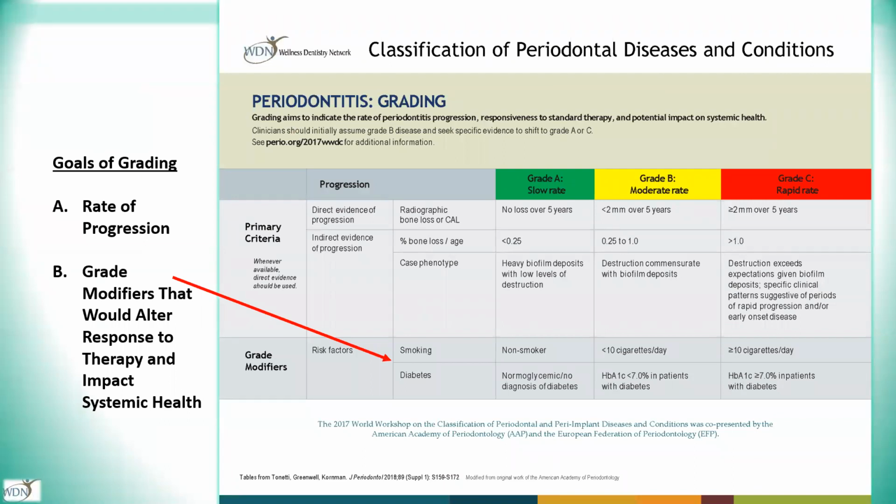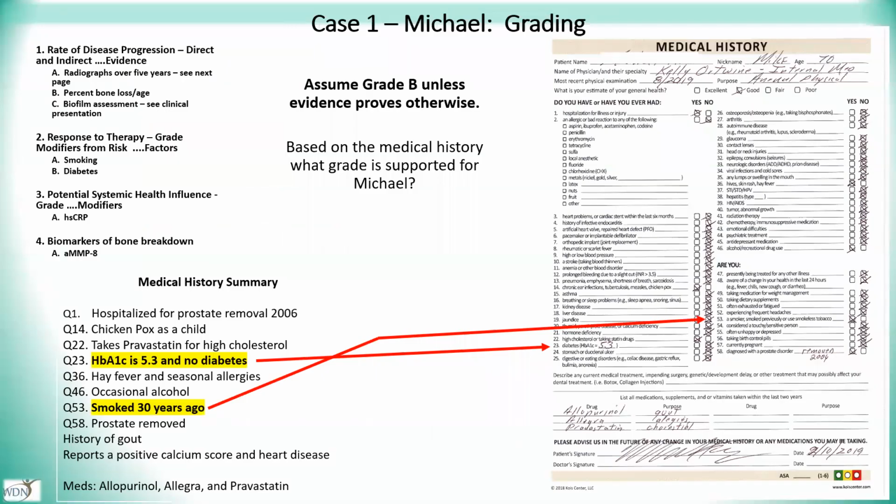So how about the other grade modifiers that would alter the response to therapy and could have an impact on systemic health? Those would be things like smoking and diabetes. So let's see what the health history shows us about this particular case. As far as smoking, he smoked 30 years ago. I got clarification on that, but he doesn't smoke now. So that doesn't advance the grade for us.